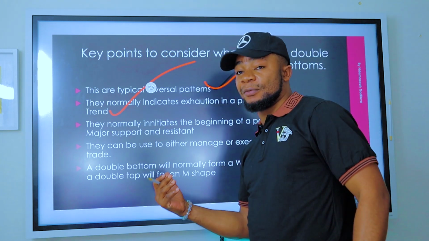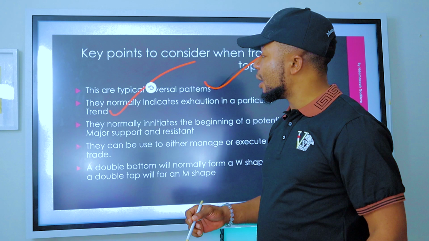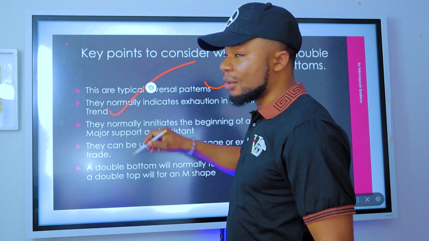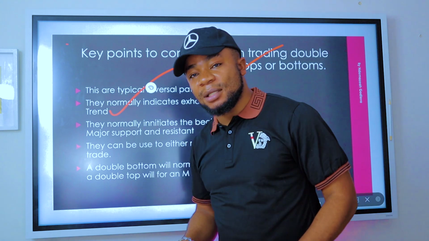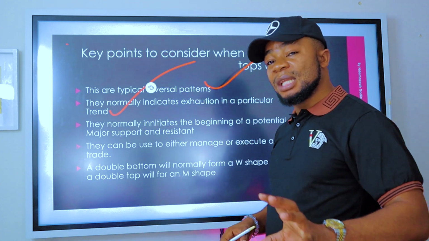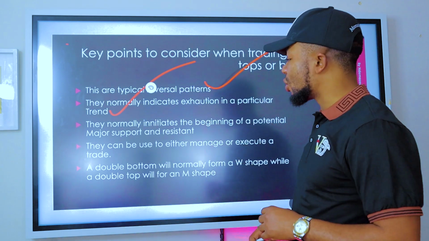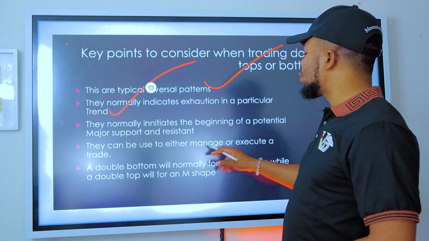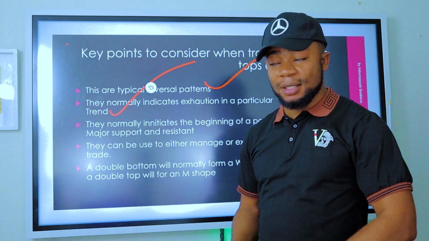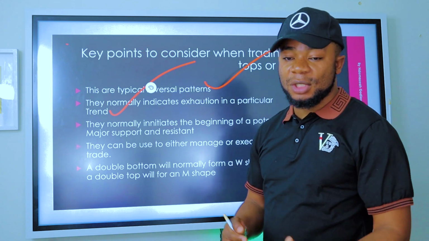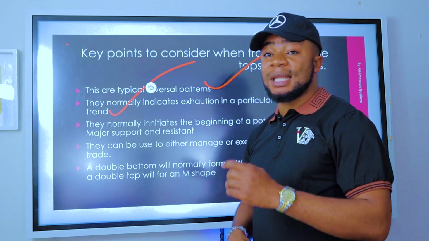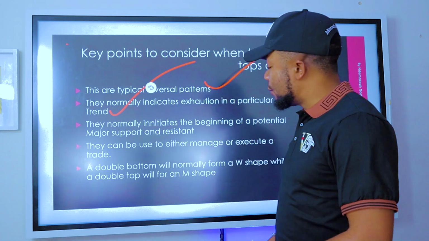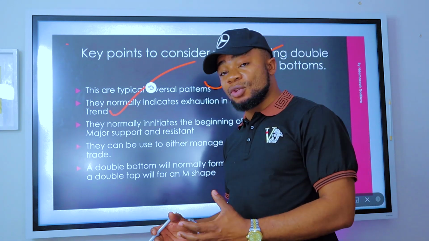I just explained that on the previous slide. I was telling you that as soon as you start seeing those levels repeatedly, they normally indicate the beginning of a major support or a major resistance level. They can be used to either manage or execute a trade. I've already explained that, because sometimes, as soon as you see it, it tells you to get into the trade, so that one will help you to be able to execute that trade.